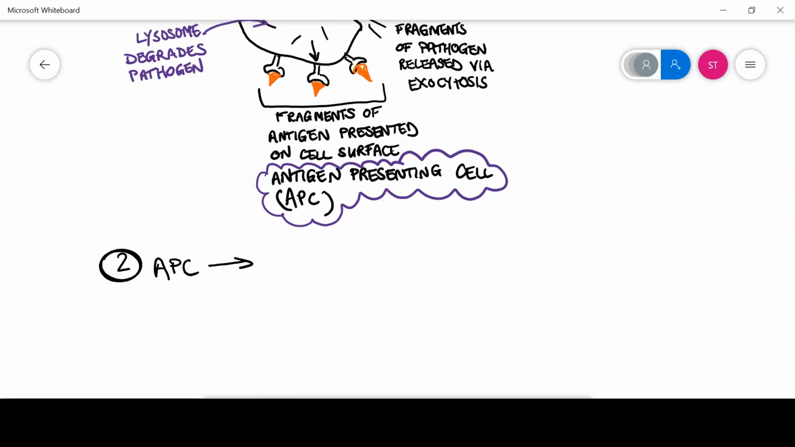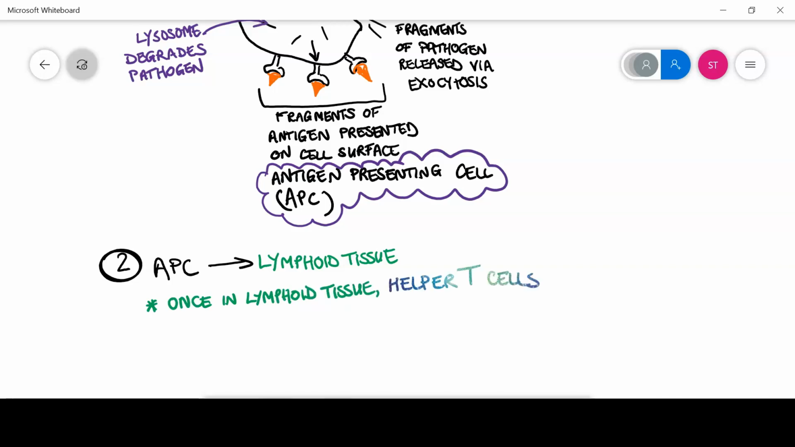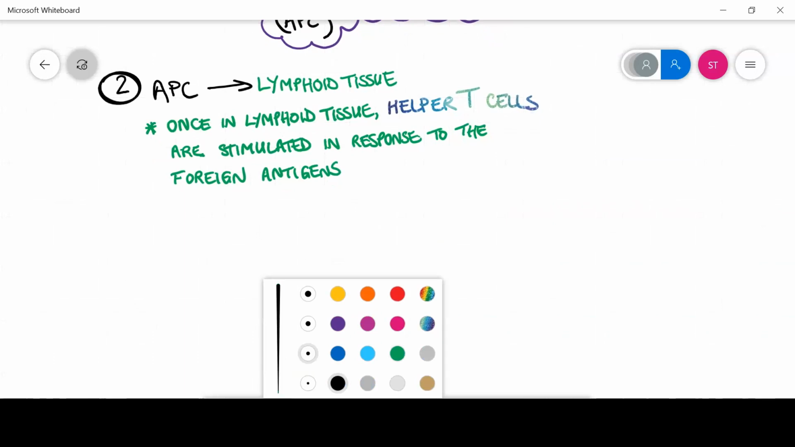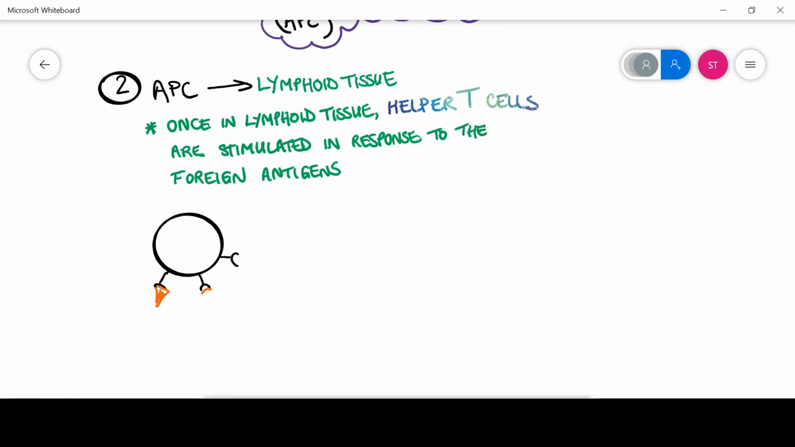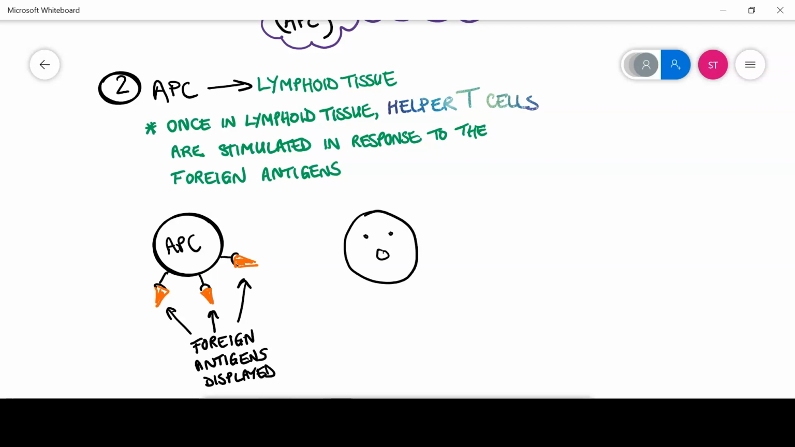Our antigen presenting cell will now migrate to the lymphoid tissue, as this is where the B and T lymphocytes are located. Here, the antigen presenting cell will stimulate helper T cells to respond to those foreign antigens that it is presenting. The helper T cells, remember, will release chemicals called cytokines. Cytokines activate B and T lymphocytes to initiate the two types of immune response. Those are the humoral and the cell-mediated response.